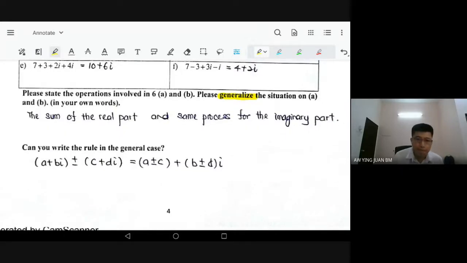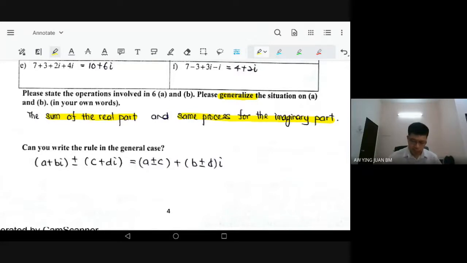The sum of real part. Saya jumlahkan real part. And the same process for imaginary part. Makna dia, saya jumlahkan bahagian real dengan real. Saya jumlahkan bahagian imaginary dengan imaginary. That is what we call the general statement for this situation. Kalau you sentiasa buat begini, automatic matematik you akan hebat.